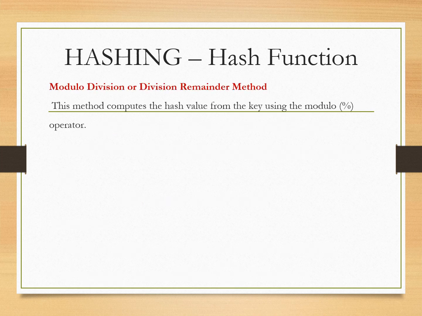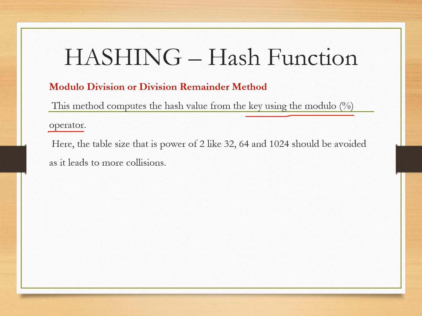Coming to the next method, the modulo division method. This will generate the hash value using the modulo function, that is, the key modulo operator with the size of the table. And a table size that is a power of 2, like 32, 64, 1024, should be avoided. The table size considered for this should not be a power of 2. If it is a power of 2, then more collisions might occur.